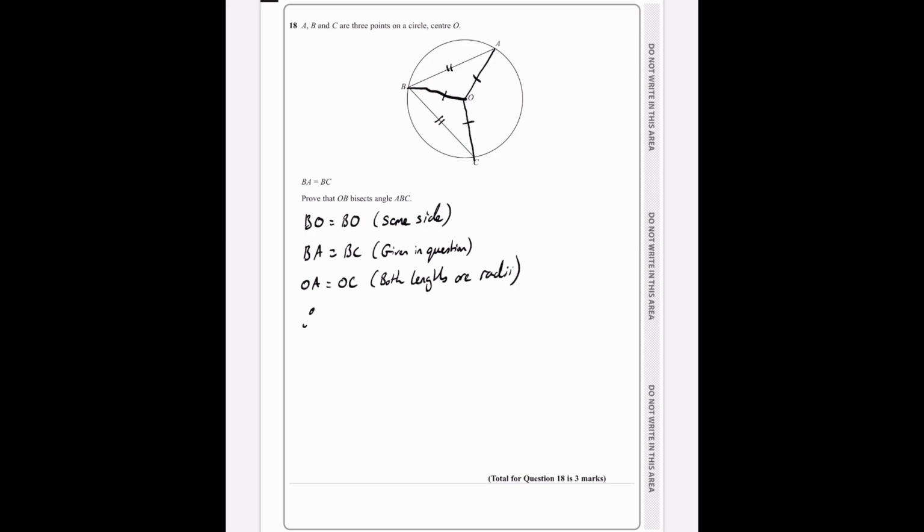So therefore we can conclude that triangle ABO and triangle BOC are congruent because of the side, side, side criterion. And therefore angle ABO must be equal to angle OBC. OB must bisect angle ABC.